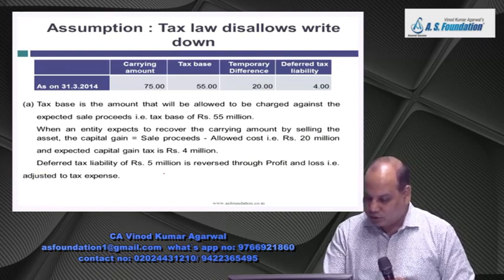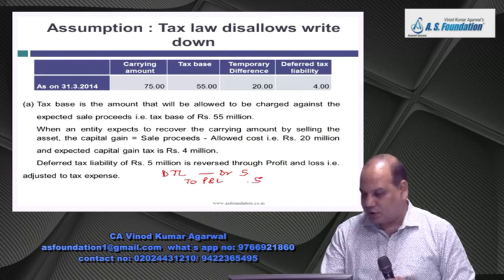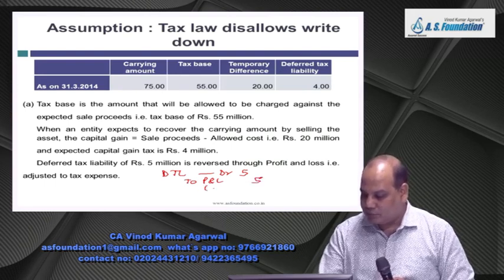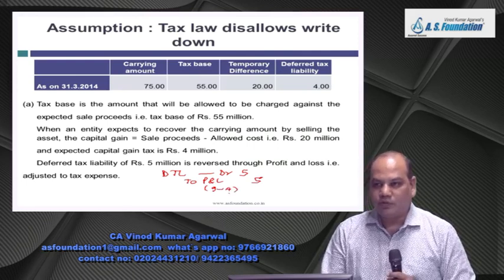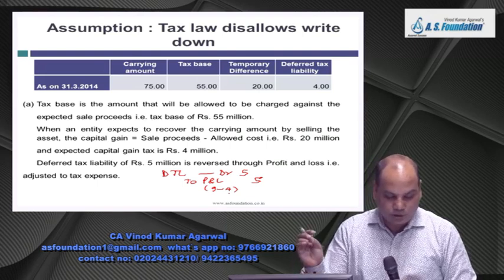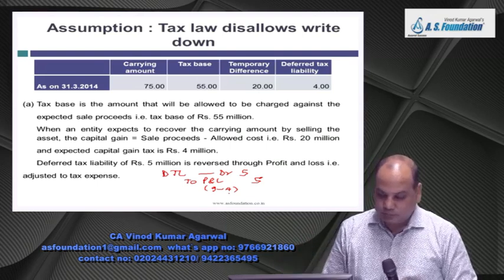So what entry will you write? DTL account debit 5 to P&L account 5. Why 5? Opening balance 9, closing balance 4. So this was your question also. What will you do with the change?